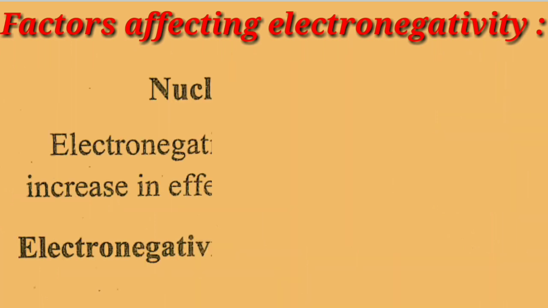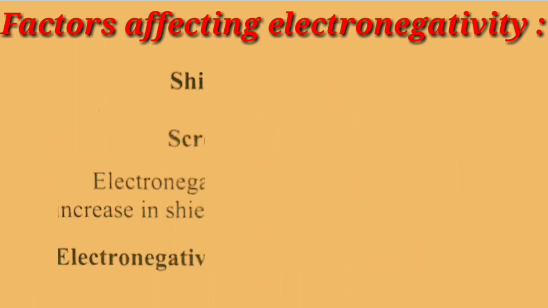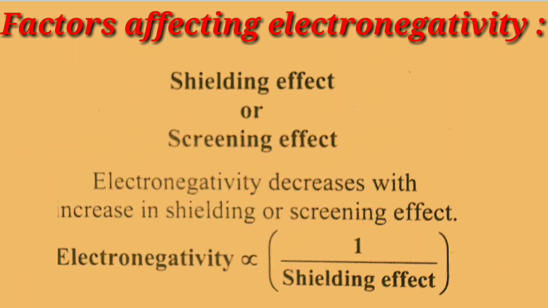Then next is nuclear charge. Electronegativity is directly proportional to nuclear charge. That is, as effective nuclear charge increases, electronegativity also increases. And next is shielding effect. Electronegativity is inversely proportional to shielding effect. That is, as shielding effect increases, electronegativity decreases.